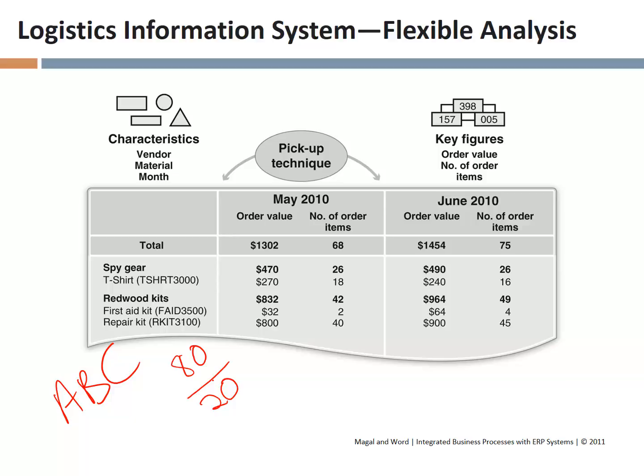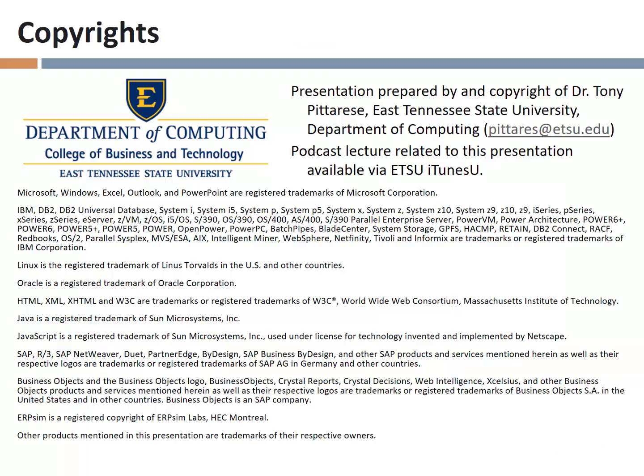ABC analysis would allow us to classify vendors as being prime vendors, and then second tier vendors, and then third tier vendors. And we can use flexible analysis to help us do those kinds of classifications, and also to help us search out alternate sources of supply if a given vendor happens to be out of something at the time we order it and we need to find another supplier. And that is the end of the procurement process.